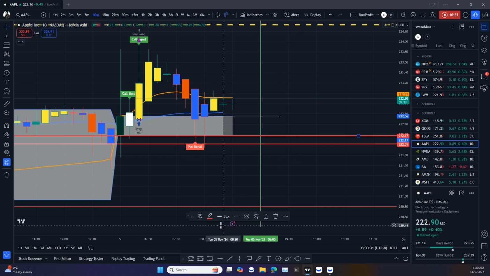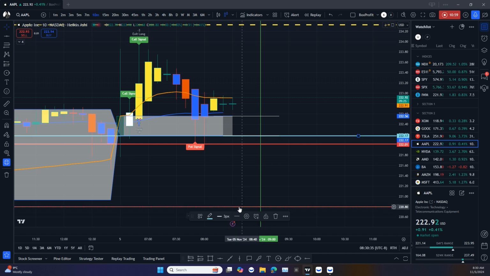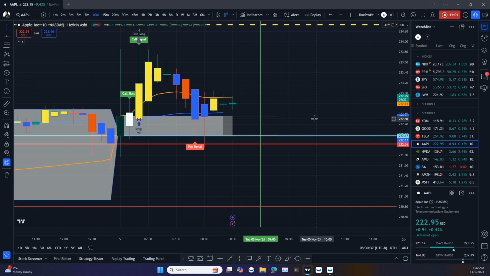Let me paint it a different color. Let's paint it something like that. I know it's a bogus color, but I think we might test that level. If we don't test that level, I'm not sure what exactly happens, but I do know that we are more likely to have a call opportunity at that vertical green line. And of course, what that means is that our daily high is right around there.